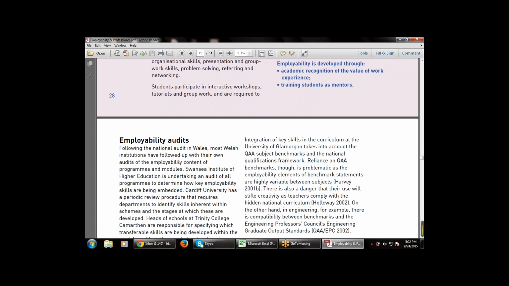And next is the employability audit, which I am going to start after the break. So let's take a break right now, then move to this topic, the employability audit.